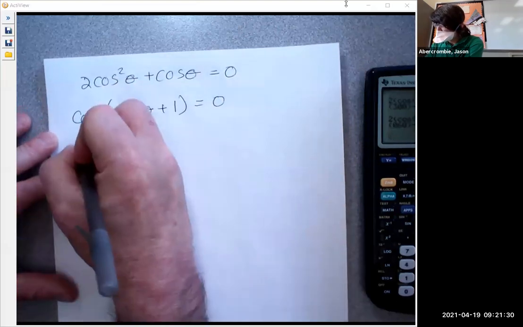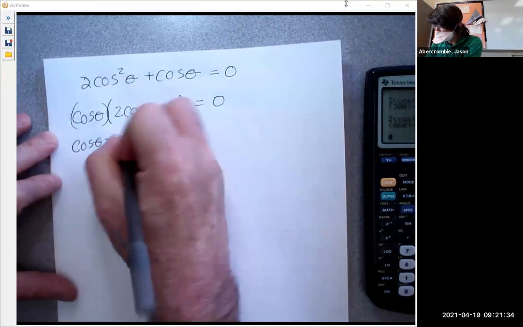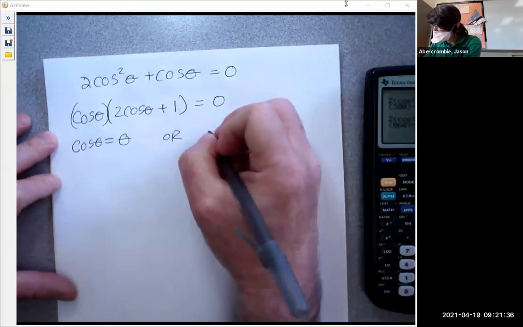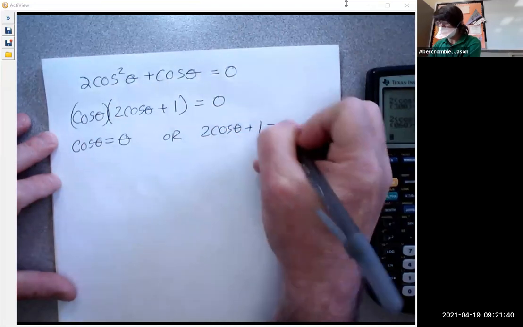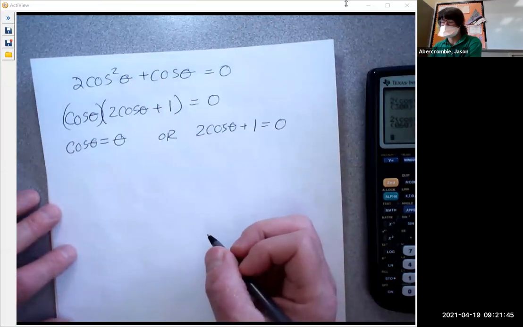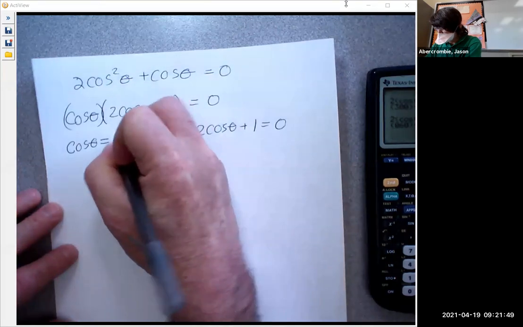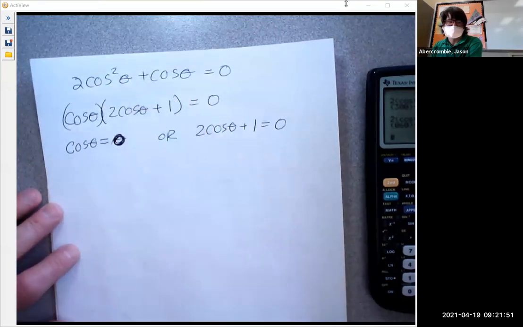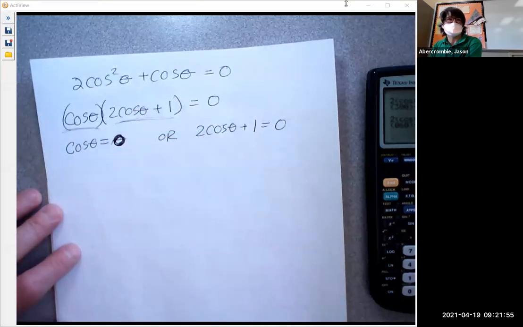And so now you're just going to say, when does this cosine theta equal 0? Or when does 2 cosine theta plus 1 equal 0? Those are your 2 issues you have to deal with, and you'll get your answers. And that's not a theta, that should be a 0. Sorry. If this is 0, or if this is 0, the whole thing's 0, basically.